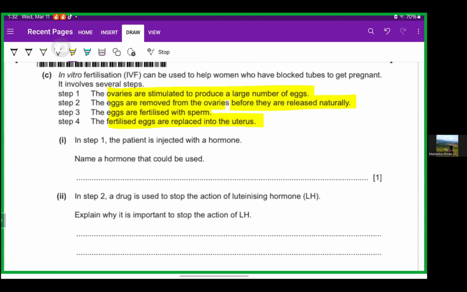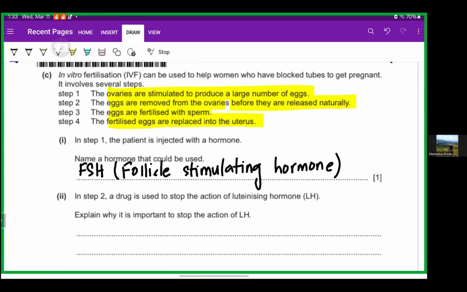So, in step one, the patient is injected with a hormone. Name a hormone that could be used. In step one, what are we doing? We are stimulating the ovaries to produce a large number of eggs. You know that ovaries are stimulated by a hormone which is known as follicle stimulating hormone, which is also known as FSH, follicle stimulating hormone.